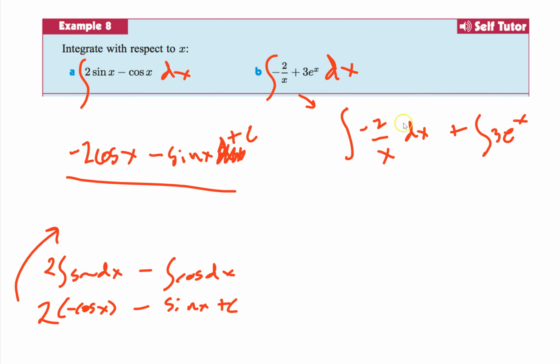So on this one, I think it's actually really helpful if you pull out the constant. So let's pull out the -2. And we're going to integrate 1 over x dx. Hope you see why it's a lot easier. Over here you can pull out the 3.